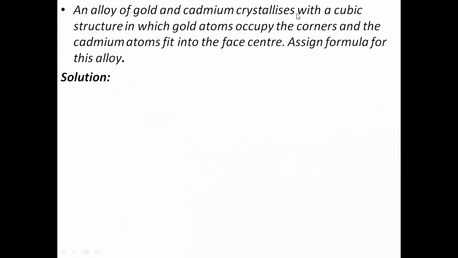Our next problem is a similar one, but here we have not X and Y, we have the real atoms. So an alloy. There is an alloy of gold and cadmium, and it crystallizes in a cubic structure. It can be any cubic structure in which the gold atom occupies the corner and the cadmium atom fits into the face center. Assign the formula of this alloy.